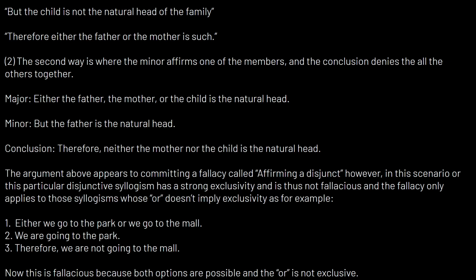This is fallacious. Why? Because notice in the major premise, the disjunct has no exclusivity. Its exclusivity is weak. It's still possible that I could go to the park and go to the mall, right? So in this scenario, it is fallacious. But in the scenario Coppens gives us, it's not, because of the strong exclusivity of the disjunct. So this fallacy really depends on the exclusivity of the disjunct, whether it excludes the other options, right?